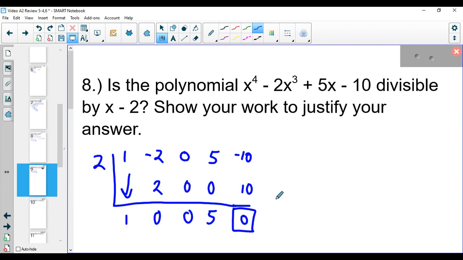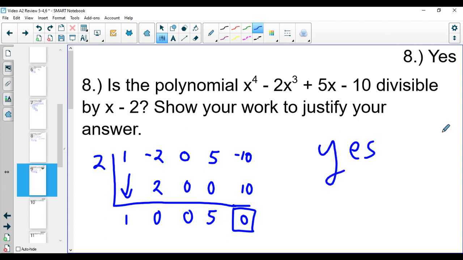I guess that wouldn't have been the worst mistake to make, because if I'd accidentally left that as a negative 10, I would have seen the remainder of negative 20 and realized I made a mistake, then gone back and checked myself and found that error. Is it divisible? The remainder is 0? Yeah, divisible. Excellent, very good.